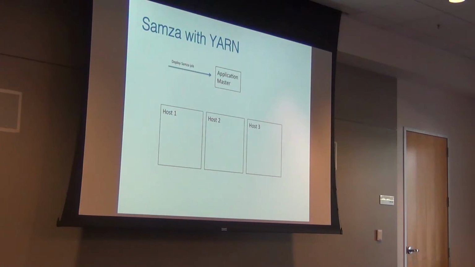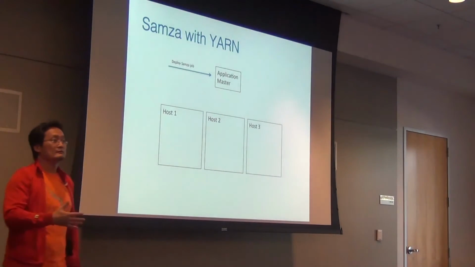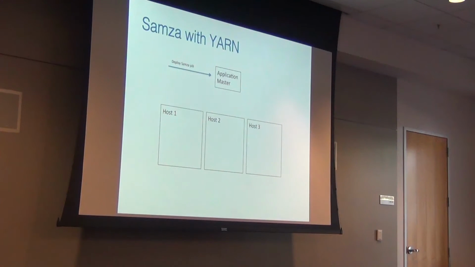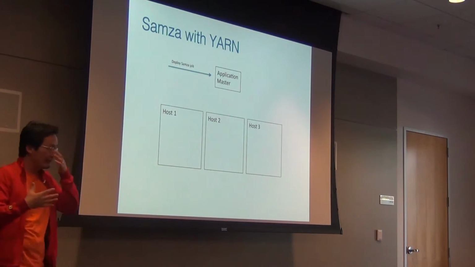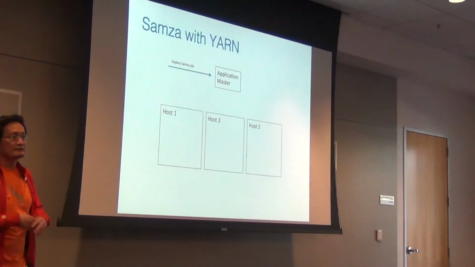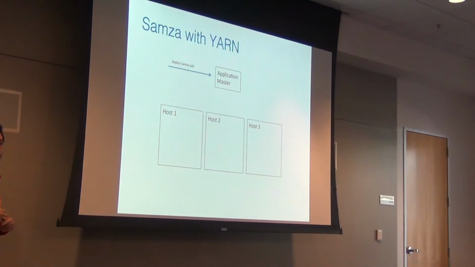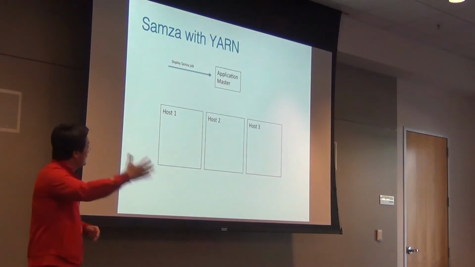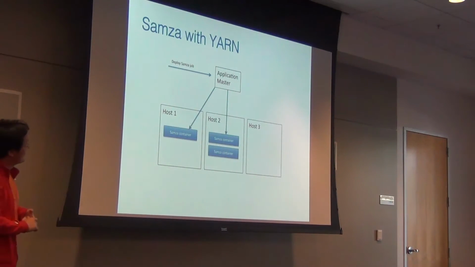Okay, the next few slides will talk about how Samza works with YARN to start a job. The first step is we have a control script. When you say deploy Samza job, it goes to the YARN resource manager and submits the job, and the resource manager will spawn an application master. Once you have the application master, it is in charge now.